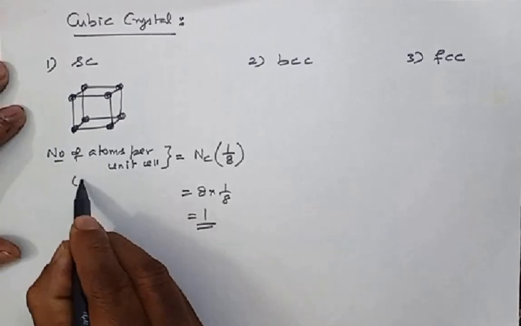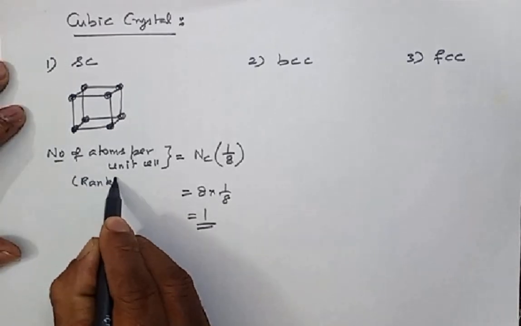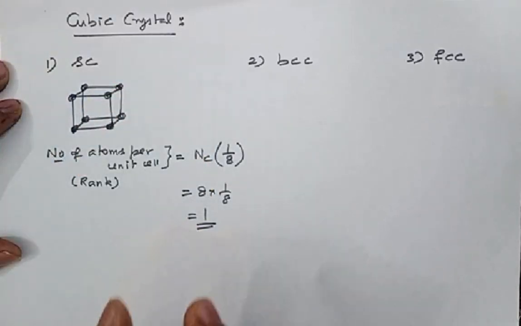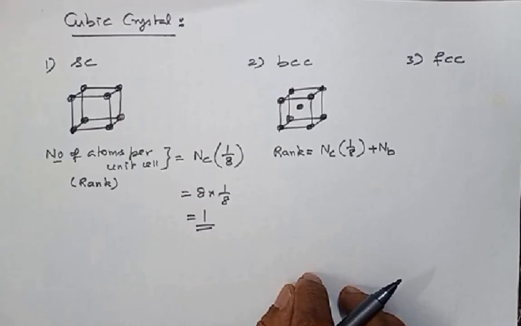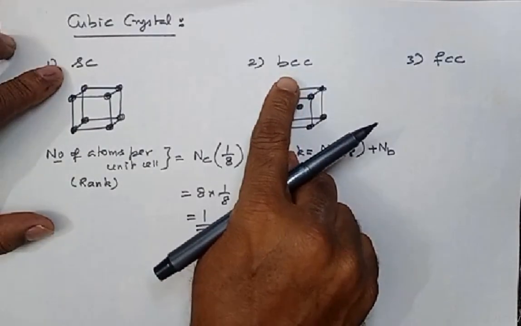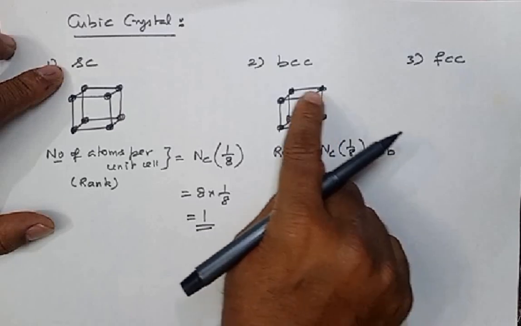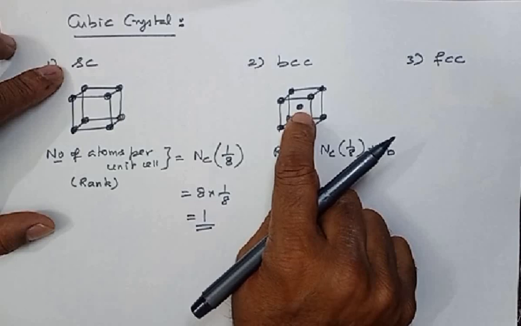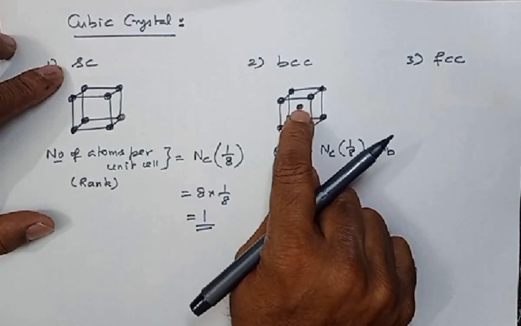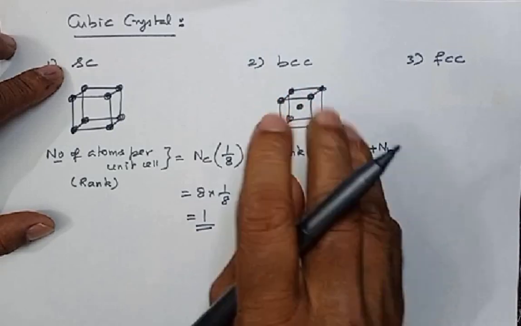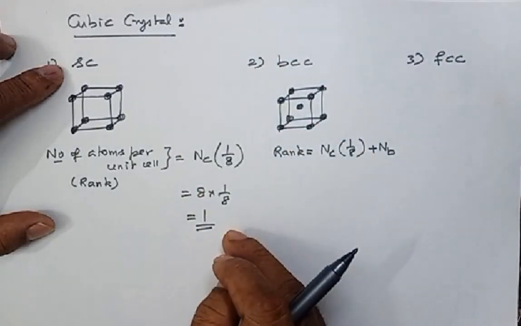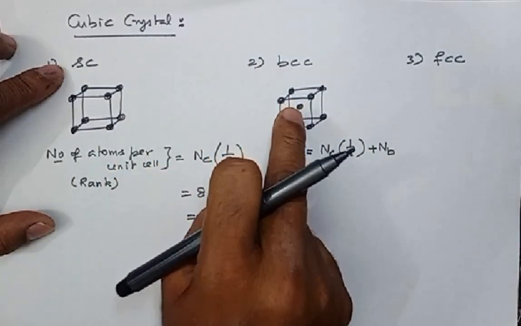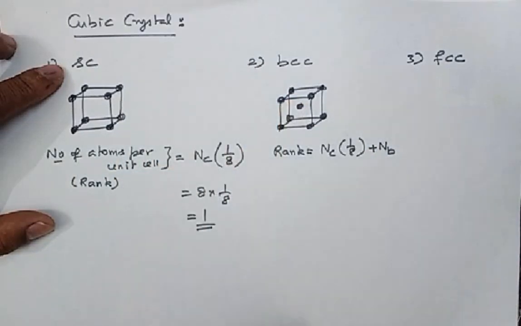Number of atoms per unit cell is also called the rank of the unit cell. So the rank for simple cubic unit cell is 1. Note down. The next unit cell that we are going to focus on is BCC. In BCC, all the corners are occupied and one atom is present at the middle of the box, called the body center. The corner atoms are shared by other unit cells, whereas the body center atom belongs to only this unit cell.